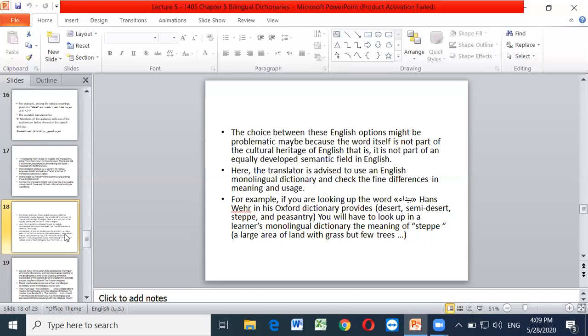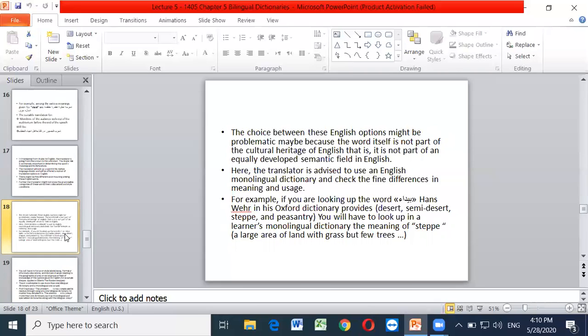Here, the translator is advised to use English monolingual dictionaries and check the fine differences in meaning and usage. Of course, they will give different words for the word desert in English: sahra', bayda', falat. They will give different words in English, so for the translator to know which word to use in English, he must use a monolingual dictionary and check the fine differences in meanings and usage.